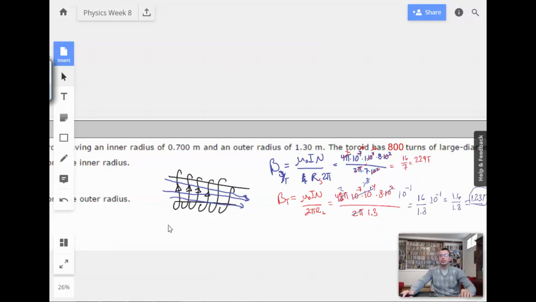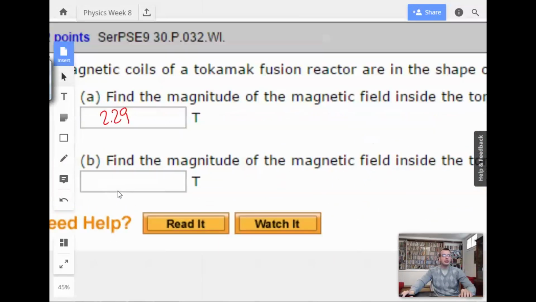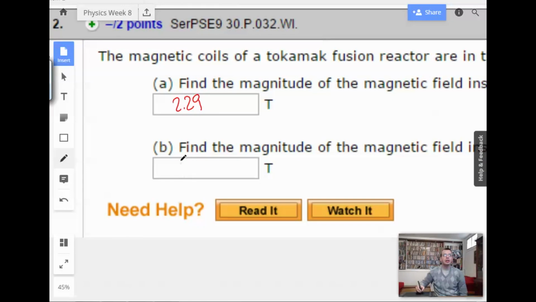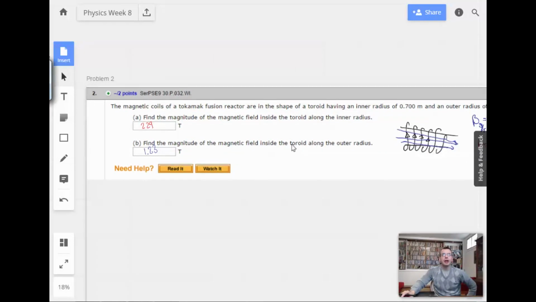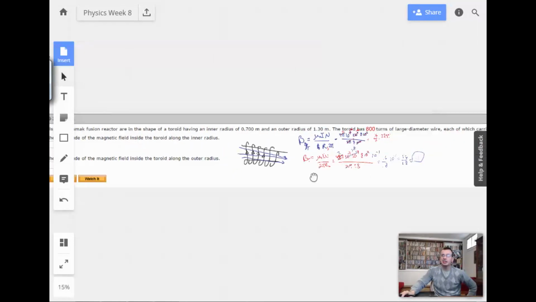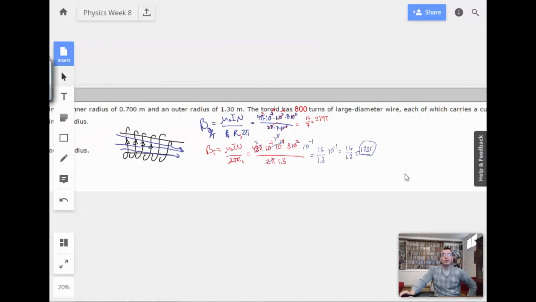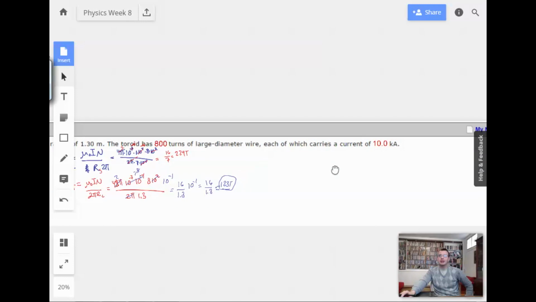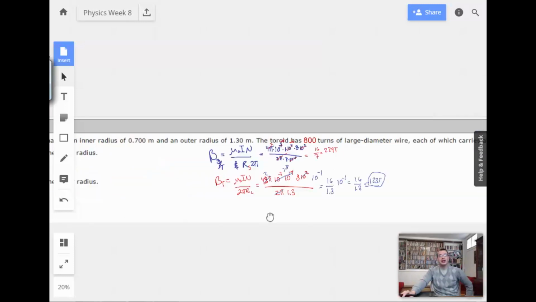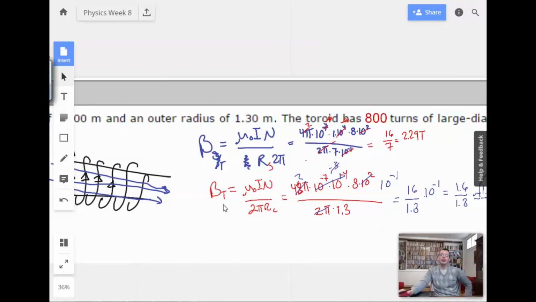So this guy will be 1.23 Teslas. There we go. Magnetic coils, tokamak. Is that all they're asking? Yep. This is probably the only question you're going to have to do dealing with toroids at all. So I would do this problem and then pretty much forget all of it. But if you want to do it, this is how you do this problem.